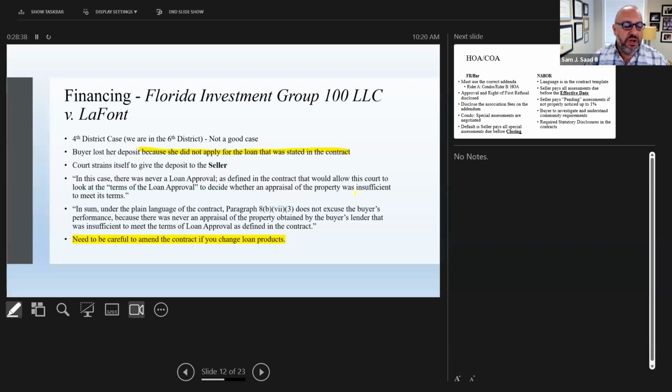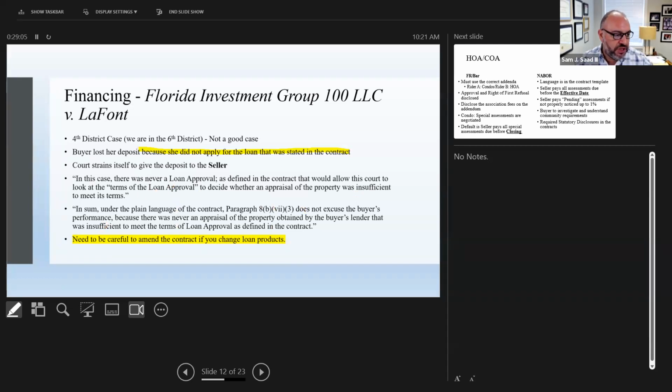They lost a big deposit because they did not apply for the loan stated in the contract. So when you fill out the FRBAR or NABOR financing contingency, you check the box for the type of loan, you enter the interest rate, the amortization period, you put all your information for the loan in the contract. If your buyer does not apply for that loan, you need to do a contract amendment. So if anybody has any questions about that, let me know.